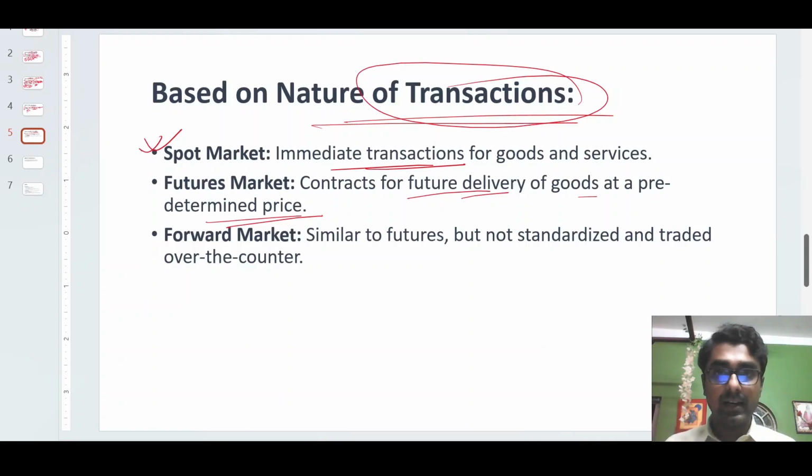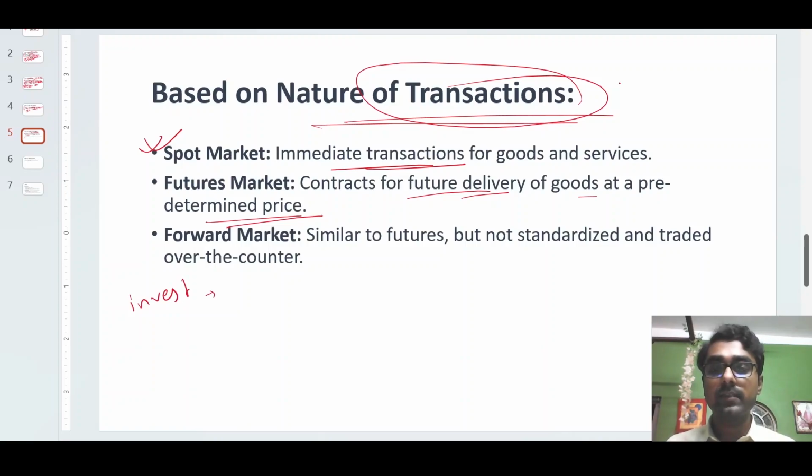But you also need iron rod after 2 months. Why? Because of some construction, right? But right now you don't need it. But you have heard that after 2 or 3 months, when you actually need it, at that time the price will be high, right? So what you did, you basically invest.